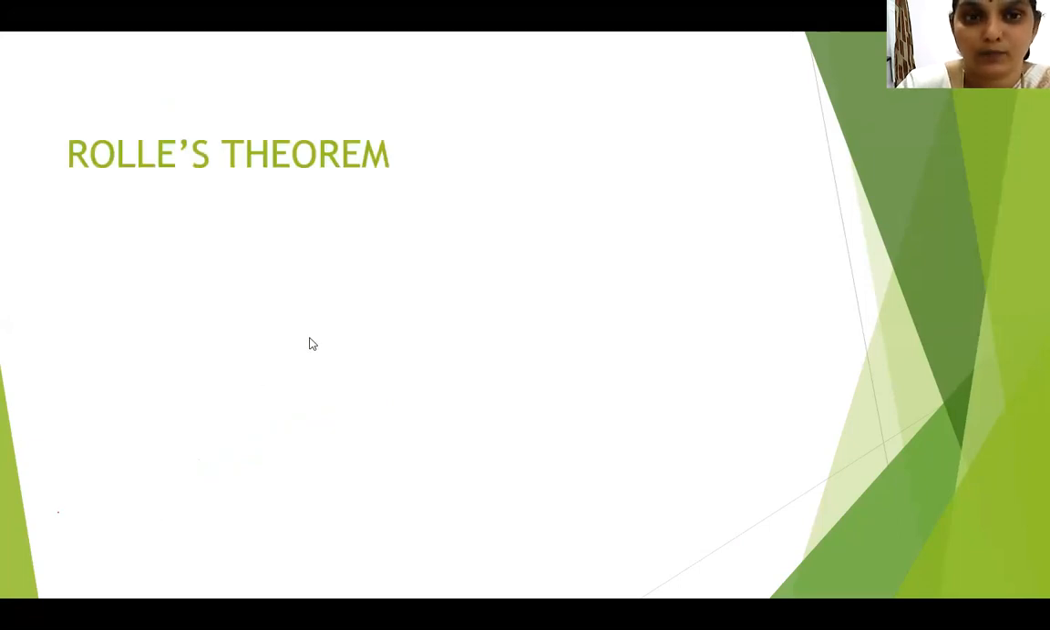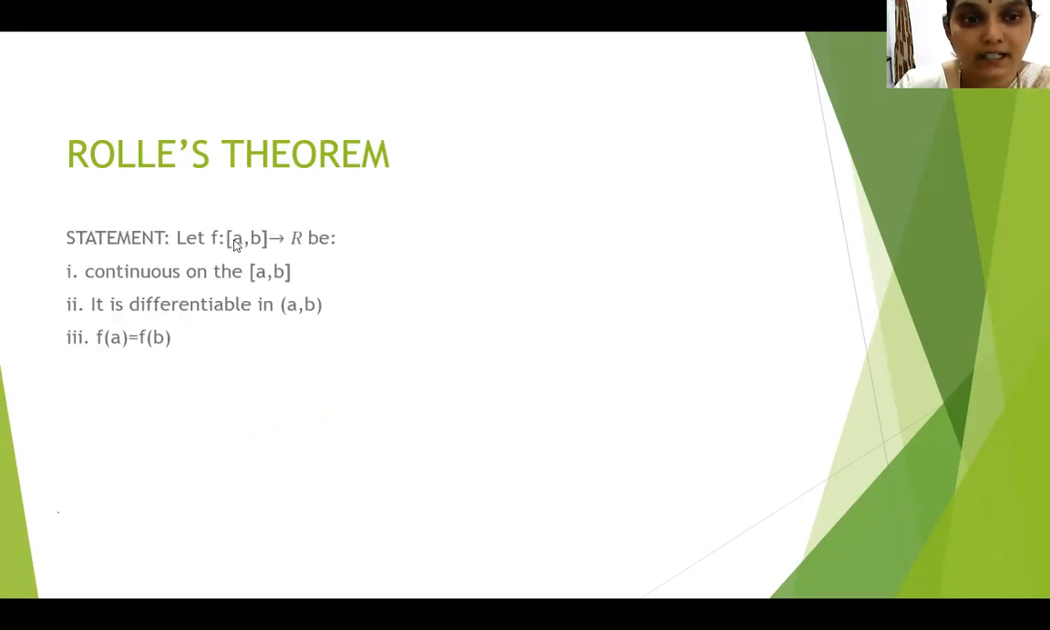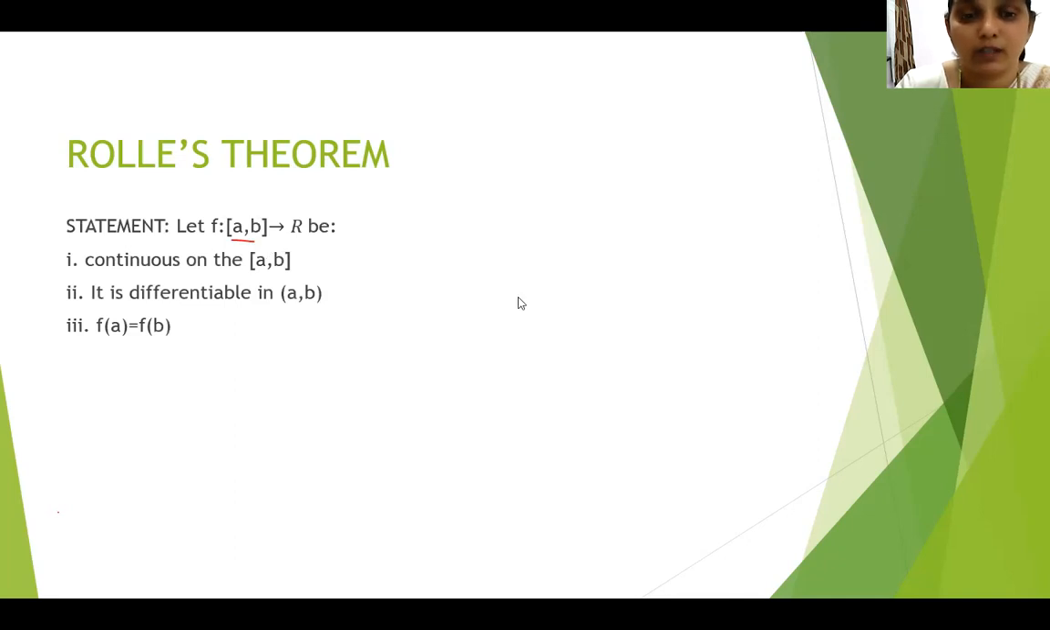First, let me discuss what is Rolle's theorem. In order to define these mean value theorems, we consider the domain as an interval like this, a closed interval [a, b], where a and b are the two endpoints. Within those two, any number of points may be there. So the function f is defined in that range.